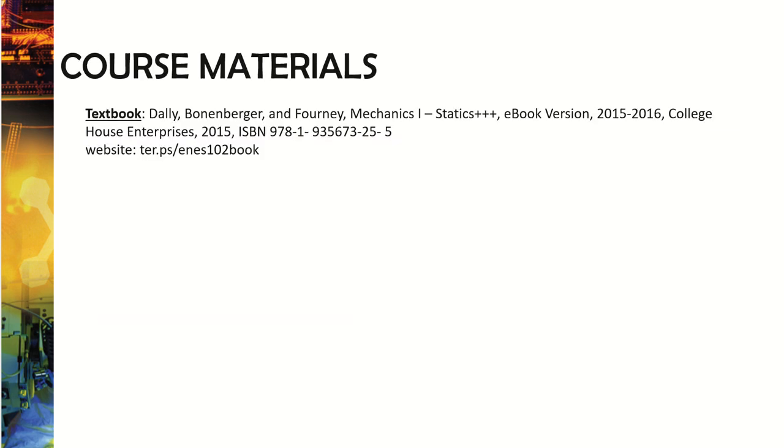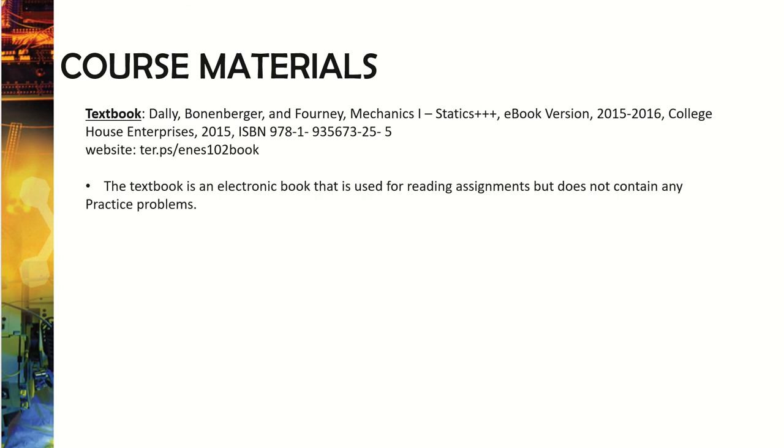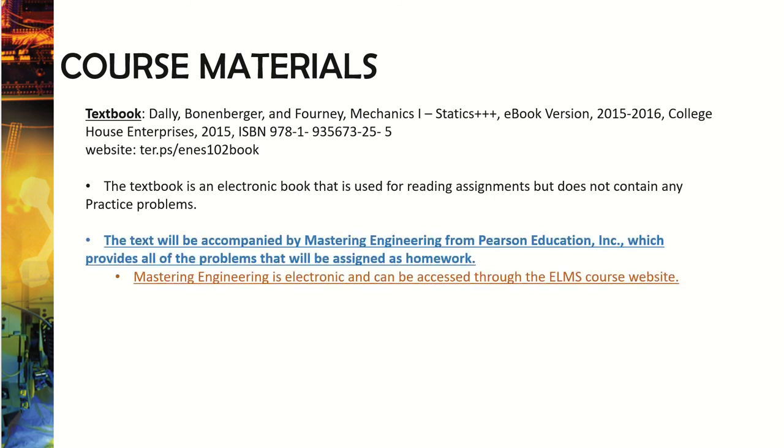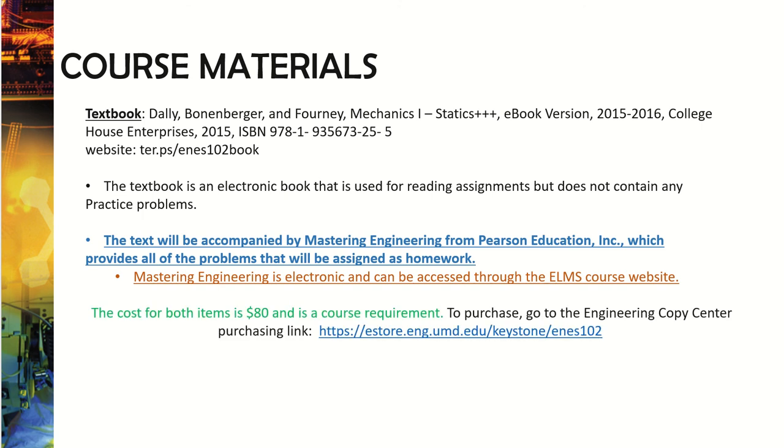So let's talk about course materials. There is a textbook for the course, and it can be accessed online at the following website link. The textbook is electronic and does not contain any practice problems, but does have readings in it to help you understand the material. The text will be accompanied by Mastering Engineering, which provides you access to the homework. Mastering Engineering, as I was explaining before, is electronic and can be accessed through our Elms course website. The cost for both items, the textbook and Mastering Engineering together, is $80 and is a course requirement. You can purchase the textbook using the following link.